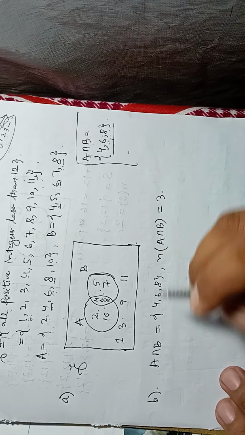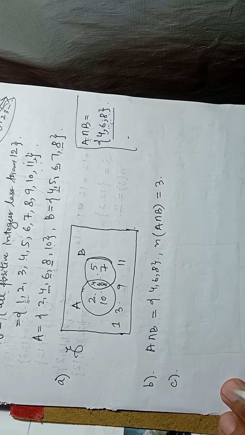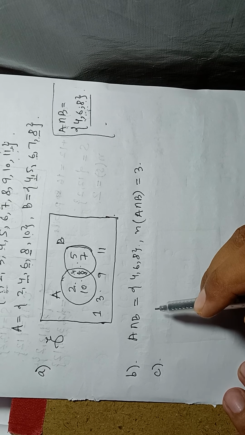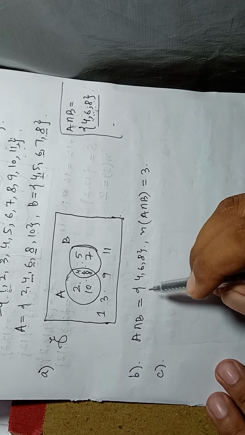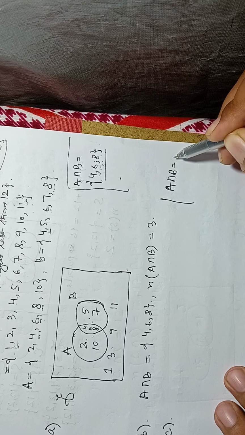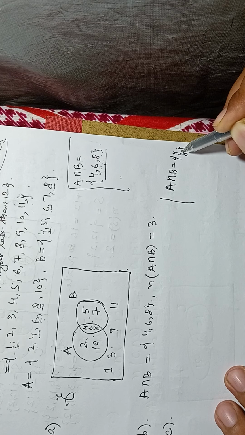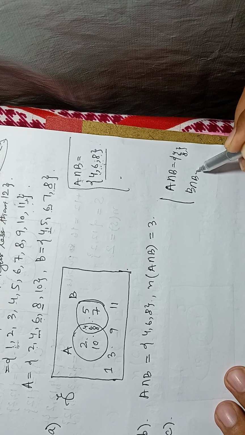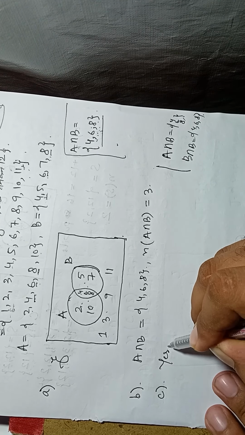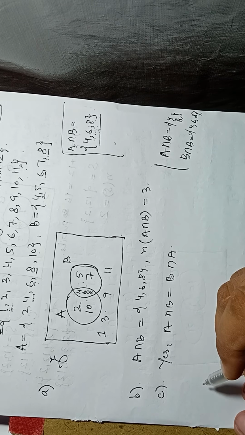So 3 elements are present. Now the C part: does A intersection B equal B intersection A? Here I will explain. A intersection B is 4, 6 and 8, and B intersection A is also 4, 6 and 8, so we can say yes, A intersection B is equal to B intersection A. That is it.